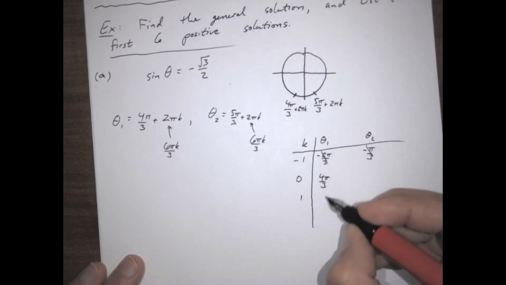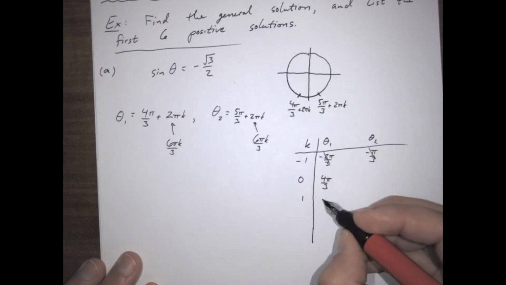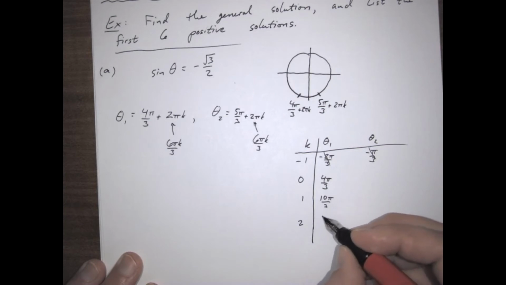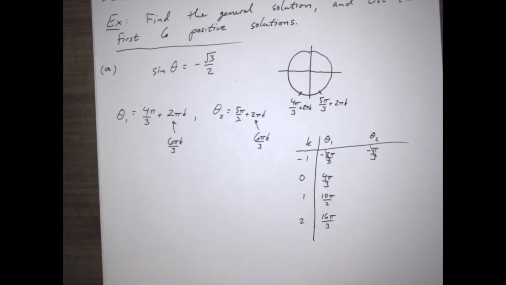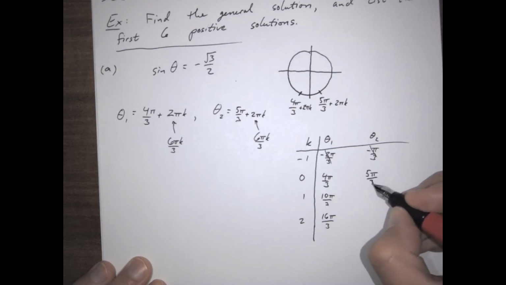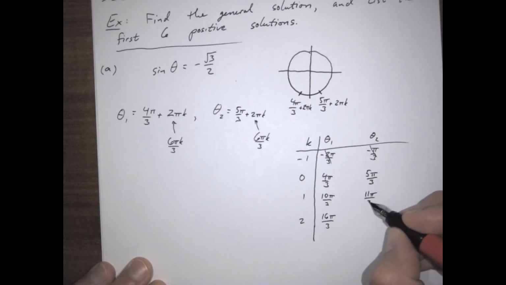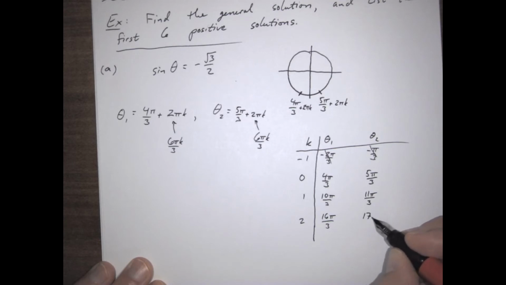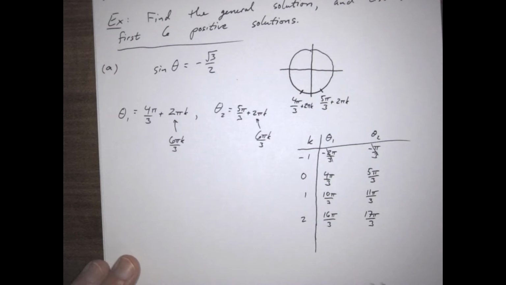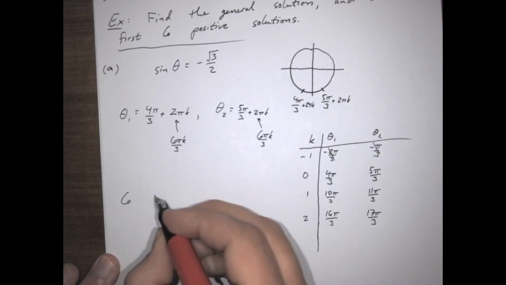And then might as well just go down this one until we have a bunch. 4 pi over 3, add another 6, and it's 10 pi over 3. Add another 6, and that will be 16 pi over 3. And here we don't care if we are within the bounds of 2 pi or not. We just want 6 positive solutions. Okay, so let's look over here, see what we get. If we take the 0, that's going to be 5 pi over 3. Add 6, it's going to make 11 pi over 3. Add 6, and that's going to make 17 pi over 3. And if we were to keep going, these ones will be bigger than those ones. So this is actually good enough here. So 6 particular solutions.